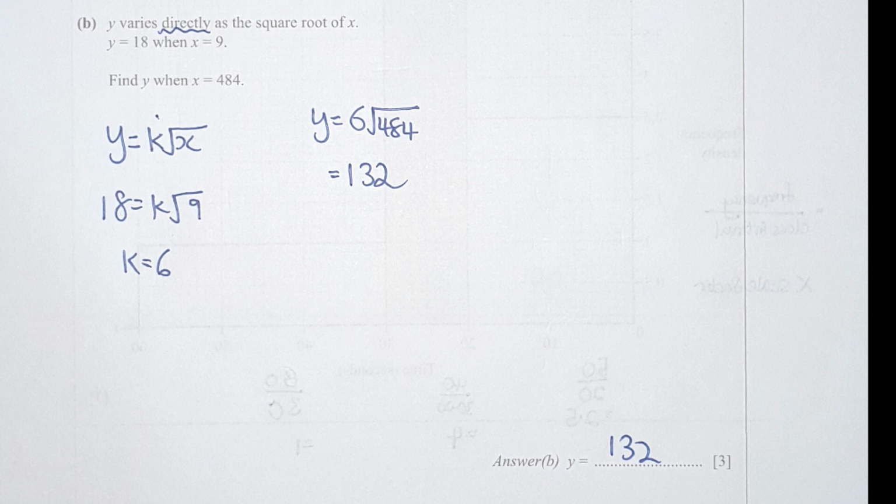So for the last part, to find the value of y when x equals 484, your equation now is y equals 6 square root x. Substitute 484 into the x position, and you will get your final result as 132.